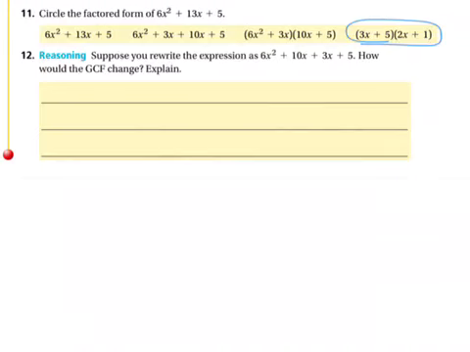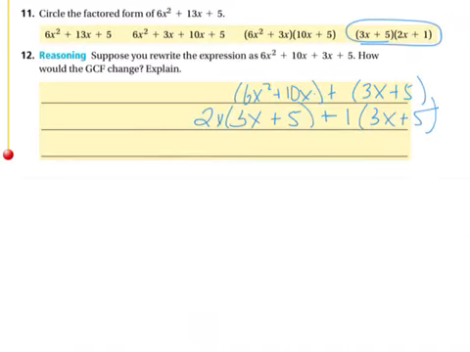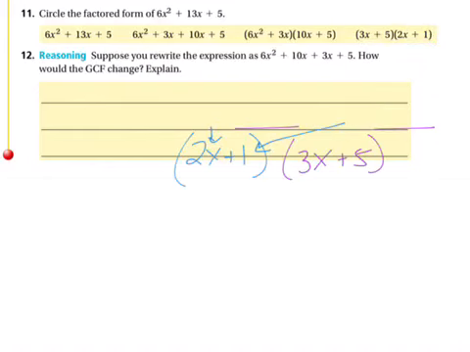If we rewrote this as 6x squared plus 10x plus 3x plus 5, how would the greatest common factor change? As you can see, we could still factor. For the 6x squared plus 10x, we would factor out a 2x, and inside the parentheses have 3x plus 5. In the second part, the 3x plus 5, we could not factor anything out except for a 1. So our factored version would be 2x plus 1 times the quantity 3x plus 5. Because of the commutative property, this is the same as 3x plus 5 times the quantity 2x plus 1.